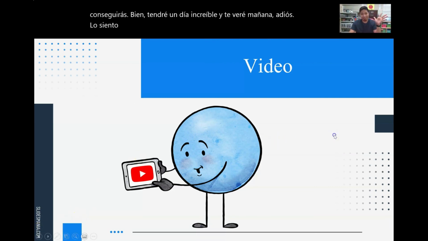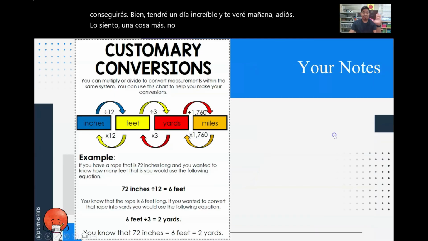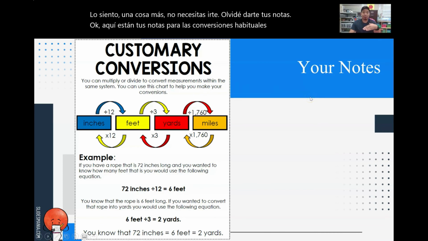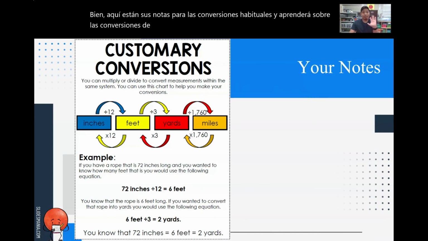Don't leave. I forgot to give you your notes. Okay, so here are your notes for the customary conversions, and we'll learn about the customary conversions tomorrow, okay?